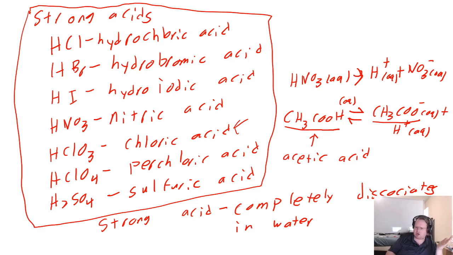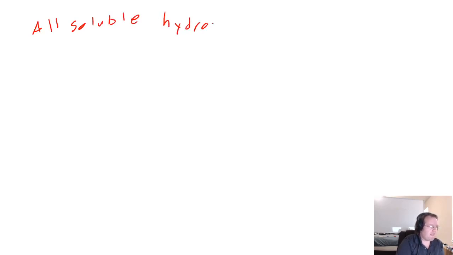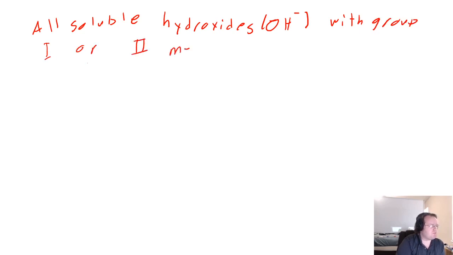Now, the second set. We did our strong acids, so what about bases? Rather than trying to memorize specific compounds, I like to use the version where we use the solubility rules to do this. So our rule for strong bases, so these are bases that completely break apart, is that all soluble hydroxides, so remember that's the OH minus group, don't forget, with group 1 or 2 metals are strong bases.